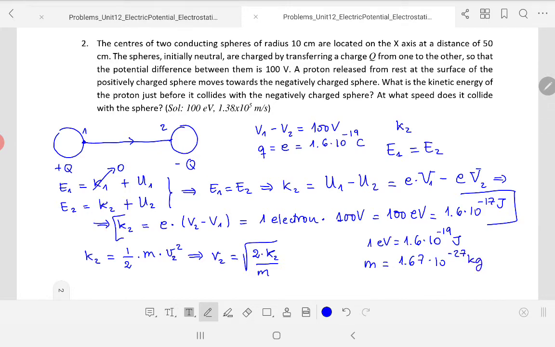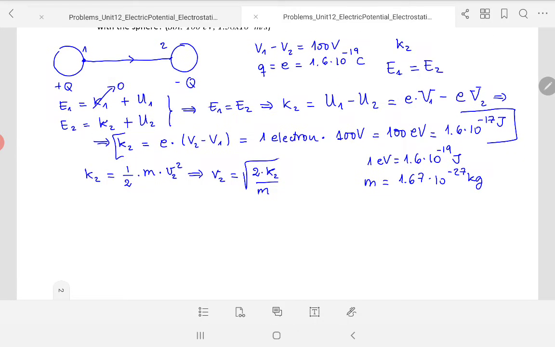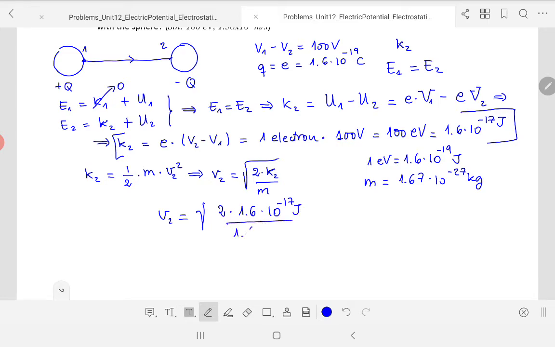So with this and some calculations, you can prove that the velocity before it collides is going to be the square root of 2 times 1.6 times 10 to the minus 17 joules divided by 1.67 times 10 to the minus 27 kilograms, and this provides the solution: V is going to be 1.38 times 10 to the plus 5 meters per second.